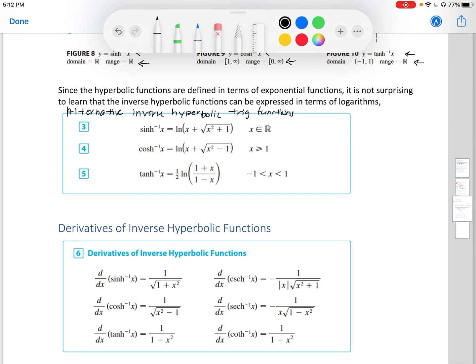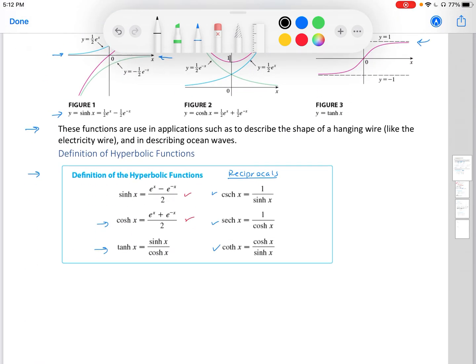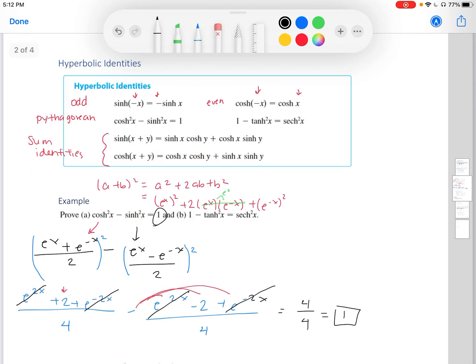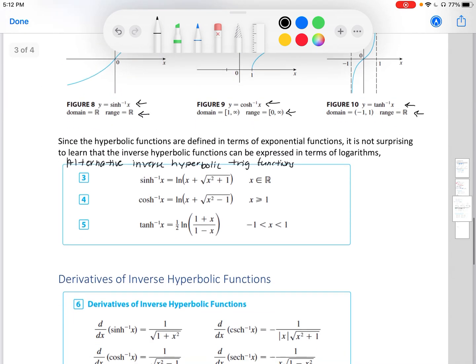So let's say you're in a situation where you have to evaluate. Well, for your original hyperbolic functions, you can rely on these definitions with e. If you have to evaluate an inverse, you can work with the newly presented alternative formulas, which work without e.